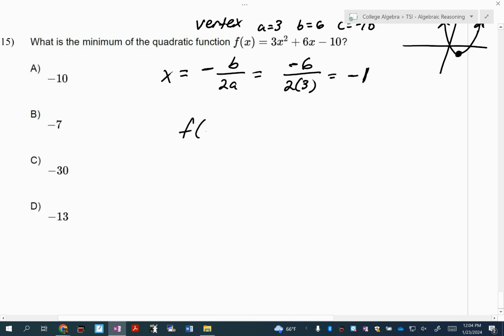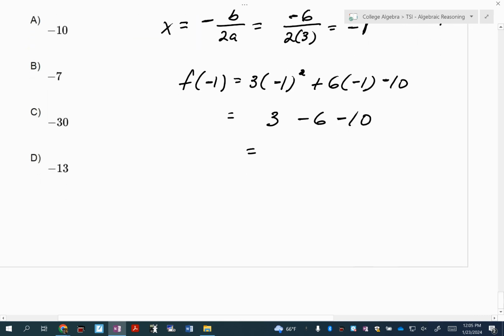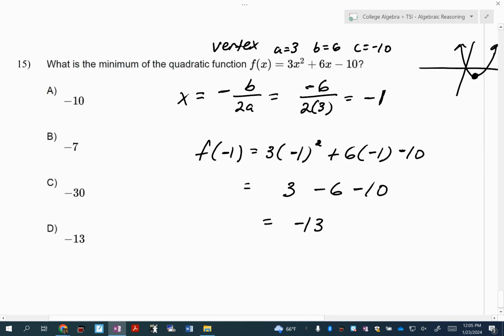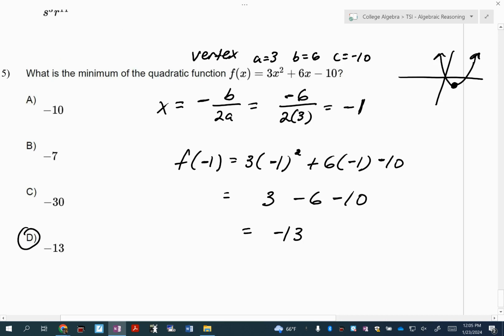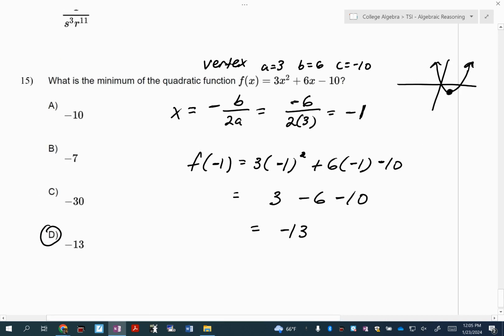To find the y value, you plug it into the original function. So 3 times negative 1 squared plus 6 times negative 1 minus 10. So negative 1 squared is 1, so that's 3 minus 6 minus 10. If you add or subtract that left to right, you get 3 minus 6, which is negative 3. Negative 3 and a negative 10 is negative 13. So our y value is negative 13. That is the minimum value for this quadratic function.